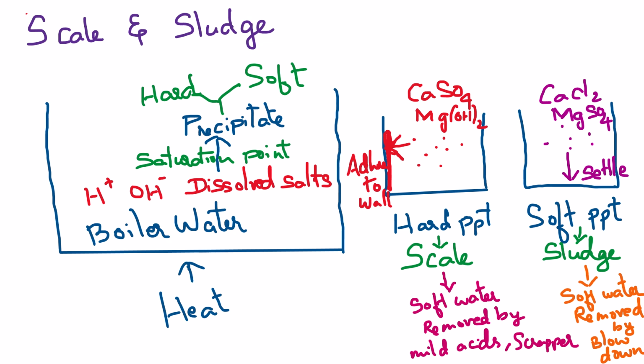The scale and the sludge can be removed if we make use of soft water instead of hard water. So only the hard water, with the presence of calcium and magnesium ions, will cause scale and sludge. Scale can be removed by mild acid and scrapers. Sludge can be removed by blowdown operation.